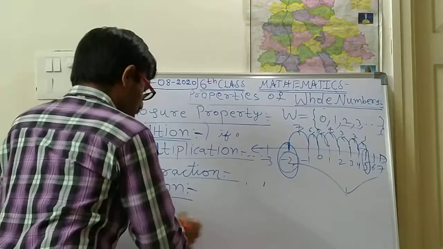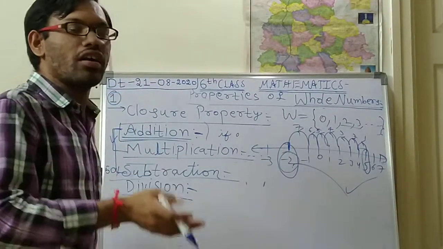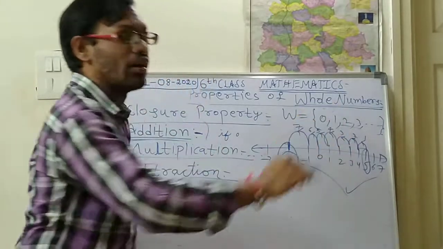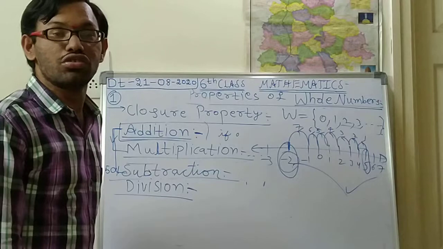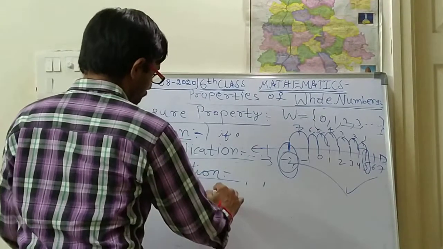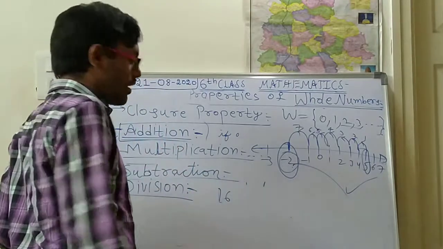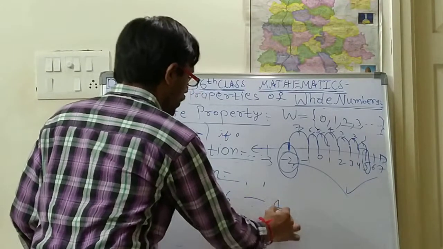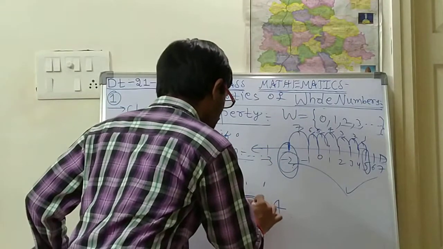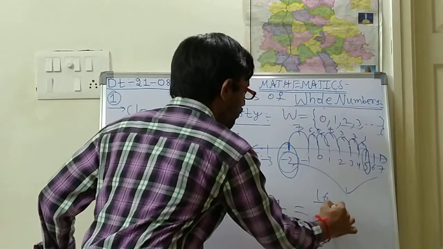Okay, that means suppose you are taking any two whole numbers and dividing them, then the result should also be a whole number only. Suppose I am taking 16, one of the whole numbers, divided by 4. So what is 16 divided by 4? 16 divided by 4 means 16 by 4.